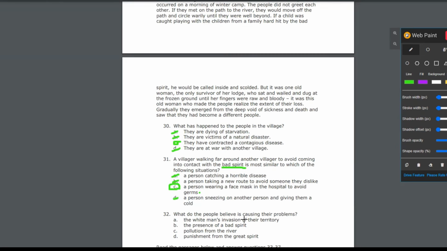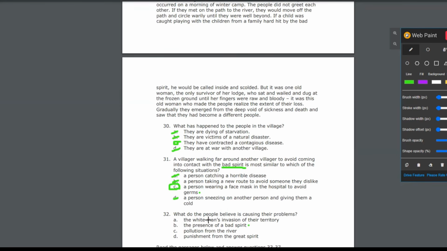All right, so we have a white man's invasion of their territory, the presence of a bad spirit, pollution from the river, and punishment from the great spirit. All right, so we know that a reoccurring theme was what? The bad spirit, right? So that stuck out to me, which let me know, okay, that probably is the answer, but let me still double check the other ones.